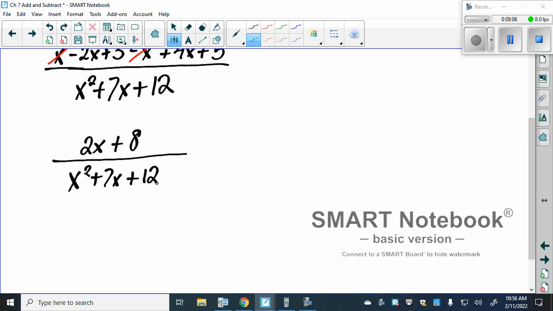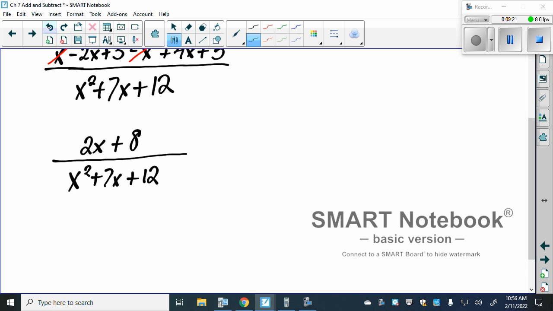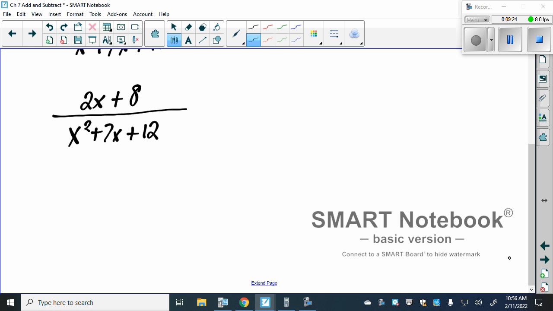Now again, before we say that this is the final answer, we do need to make sure that there's nothing in common on top and bottom. And we can do that by doing some factoring. I do see the numerator, the 2x and 8, do have a greatest common factor of 2. So I can factor 2 out of both the 2x and 8. When we factor 2 out of 2x, or we divide 2x by 2, we're left with x, plus 8 divided by 2 is 4, yes?